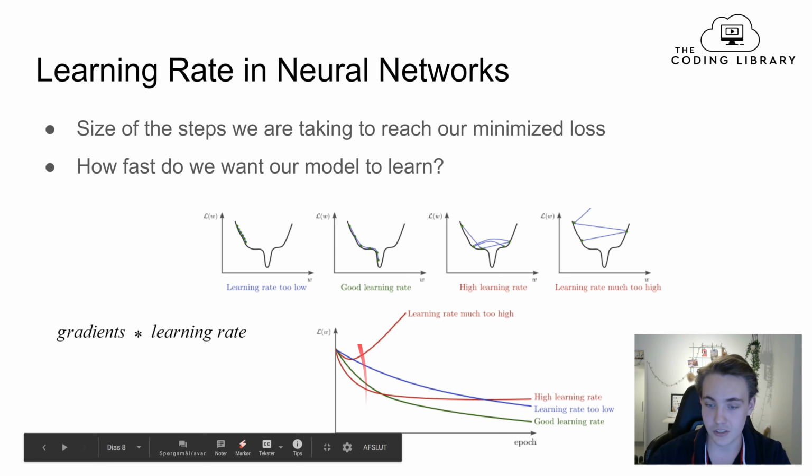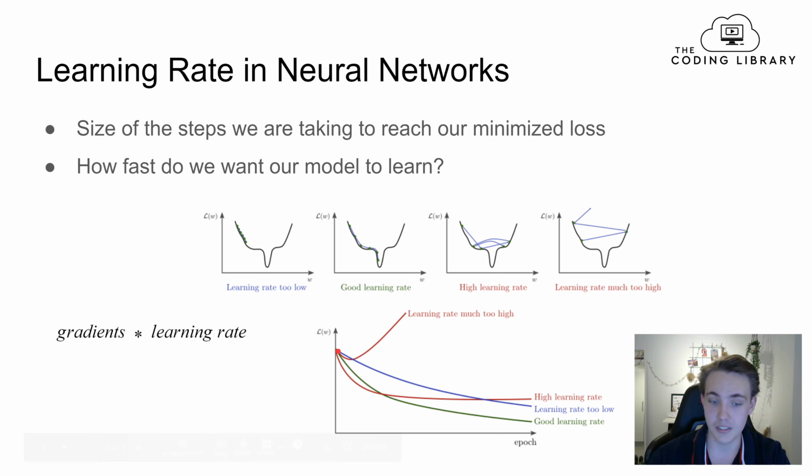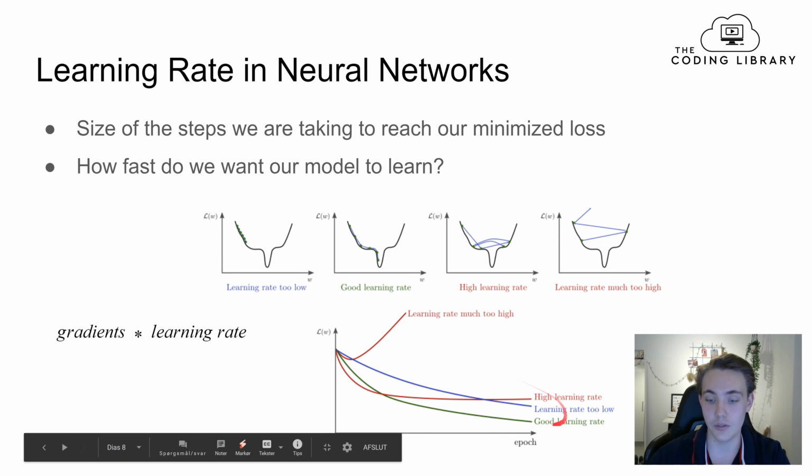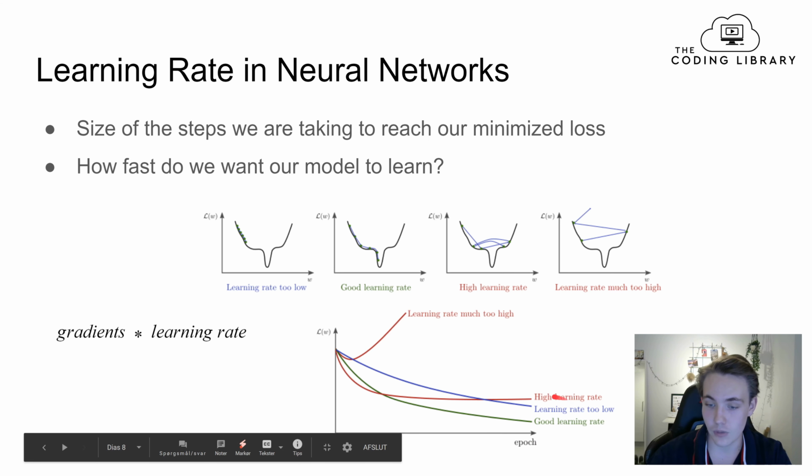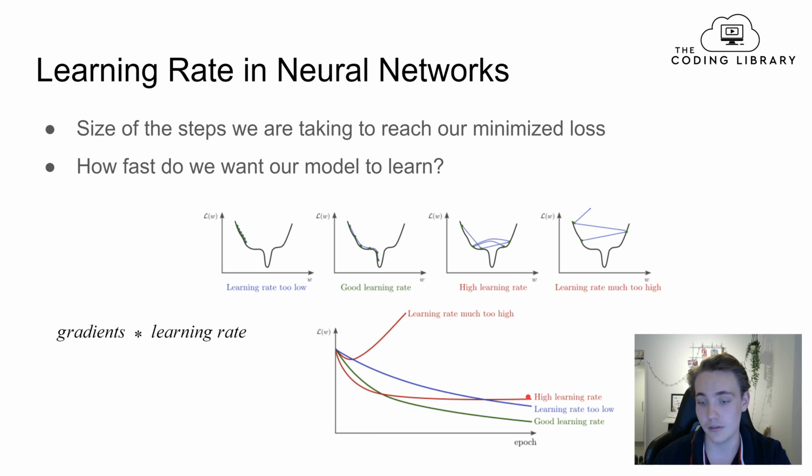So we can see a comparison of the different kinds of learning rates down here, where a good learning rate has this nice steady decay when we're going over the epochs. The epochs is the number of times that we're training, or passing the data through our neural network. If we have too high a learning rate here, we will just converge towards the local minima.